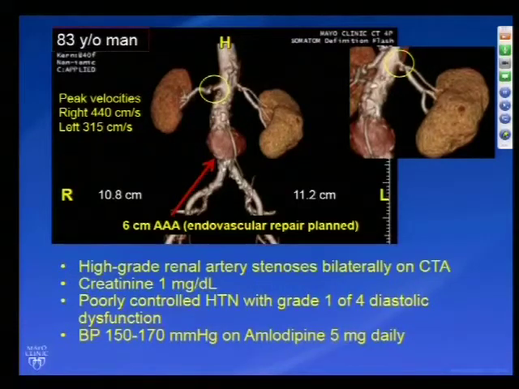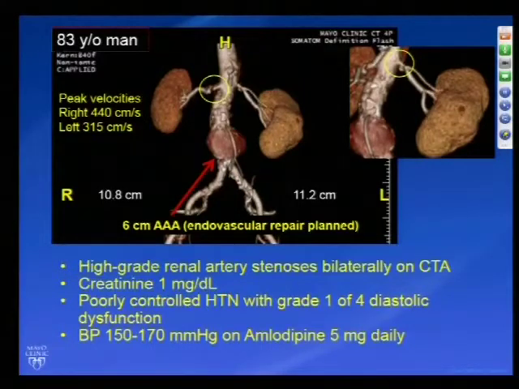So for this patient, we recommend not to intervene on these renal arteries. We doubled the amlodipine, and his blood pressure was already better by just going up to 10 milligrams. His blood pressure went down to the 140, 150 range. And you might argue for this gentleman who's 83, that might be enough or a reasonable control.